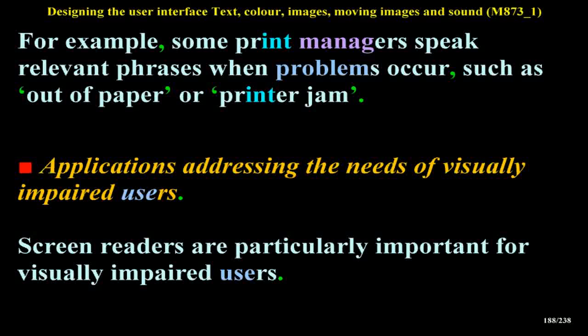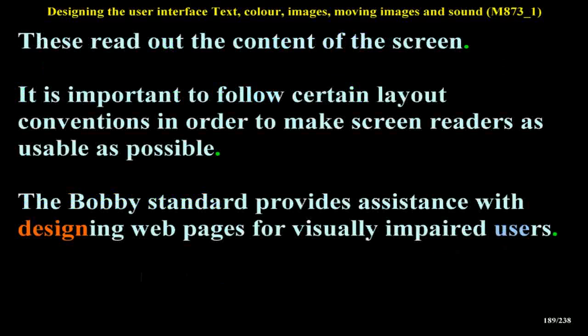Applications addressing the needs of visually impaired users. Screen readers are particularly important for visually impaired users. These read out the content of the screen. It is important to follow certain layout conventions in order to make screen readers as usable as possible. The Bobby standard provides assistance with designing web pages for visually impaired users.